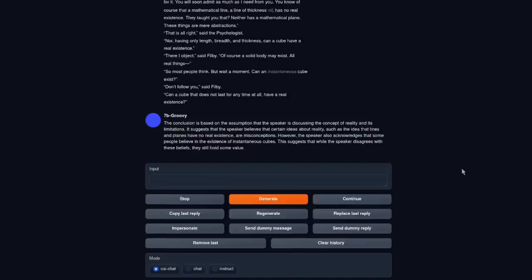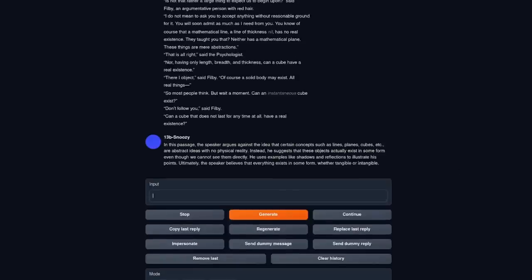And here 7B Groovy says, the conclusion is based on the assumption that the speaker is discussing the concept of reality and its limitations. It suggests that the speaker believes that certain ideas about reality, such as the ideas that lines and planes have no real existence, are misconceptions. All right, that's not a bad summary. All right, let's have a look at 13B Snoozy. Let's see what that says.